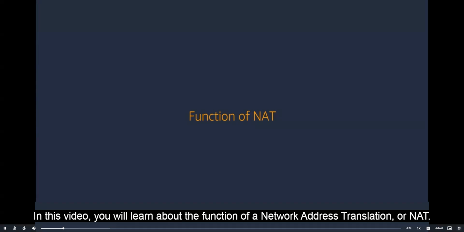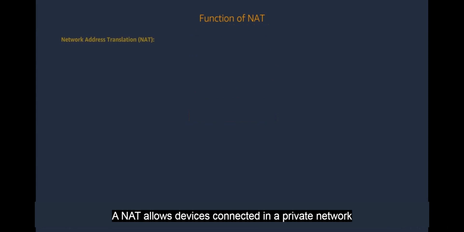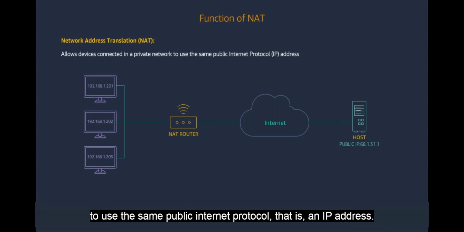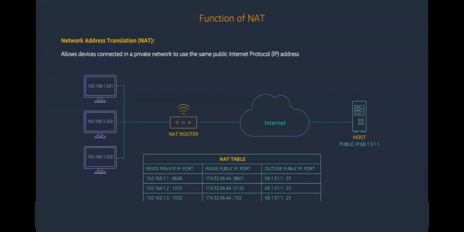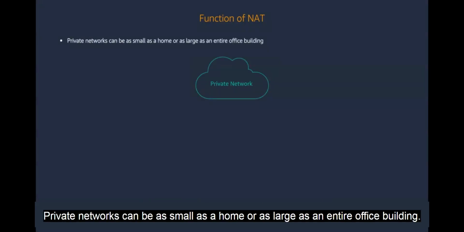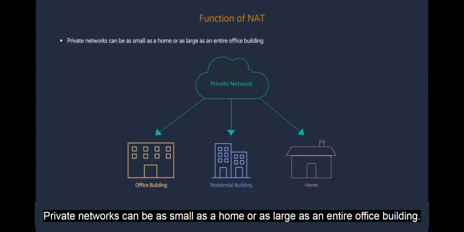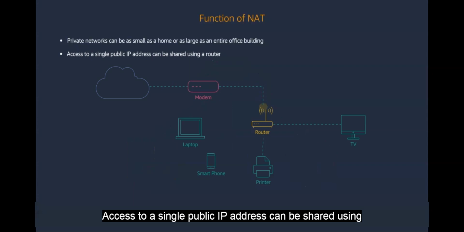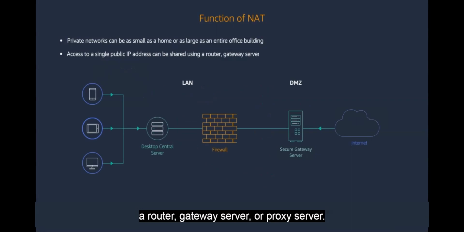In this video, you will learn about the function of a Network Address Translation, or NAT. A NAT allows devices connected in a private network to use the same public Internet protocol, that is, an IP address. Private networks can be as small as a home or as large as an entire office building. Access to a single public IP address can be shared using a router, gateway server, or proxy server.